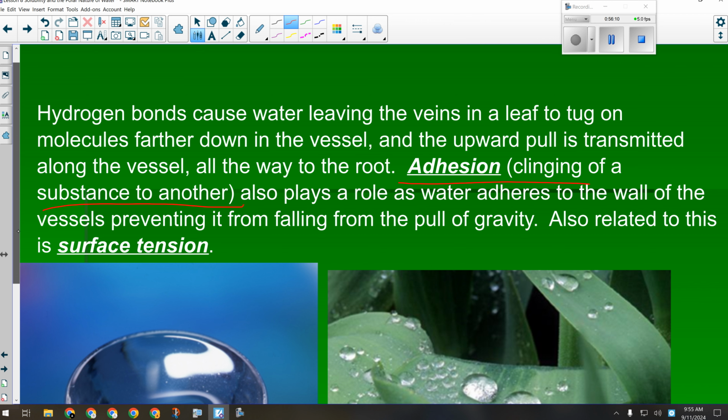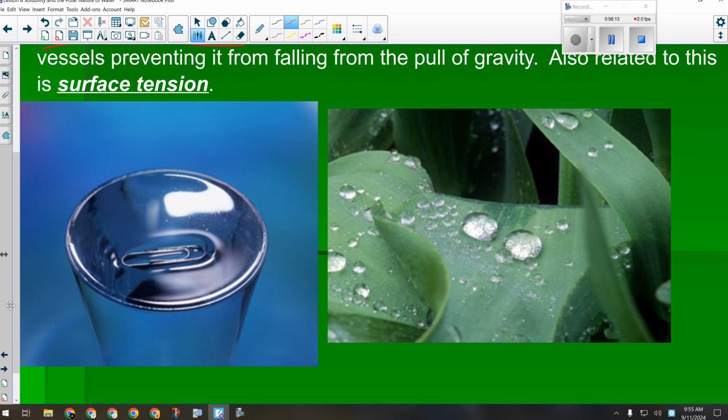All right, so some examples of surface tension. What creates the surface tension in this water droplet is cohesion. What keeps the water droplet from running off is adhesion. So water to something else is adhesion, water to water is cohesion.